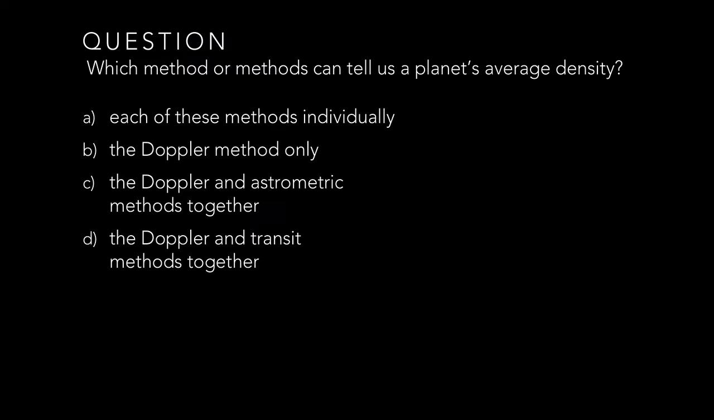Before we continue, use what you've learned here and in prior chapters to answer this question. Which method or methods can tell us a planet's average density? Can we learn density from each of the three methods individually? From the Doppler method by itself? From the Doppler and astrometric methods together? Or from the Doppler and transit methods together?